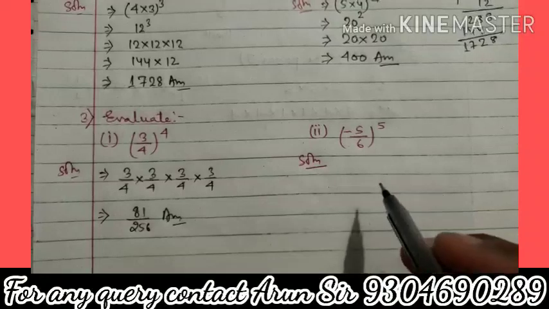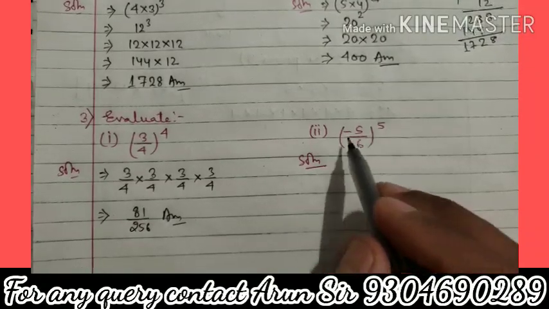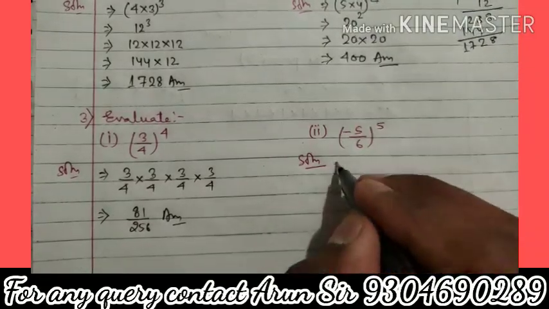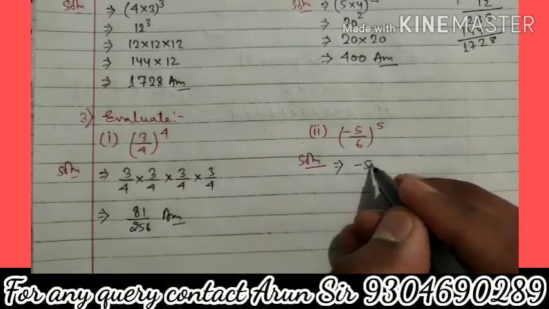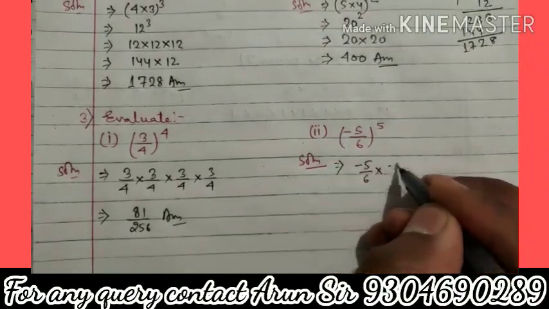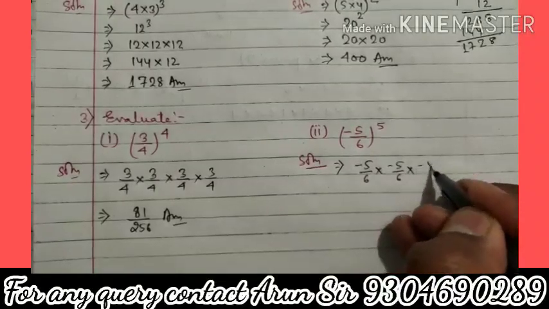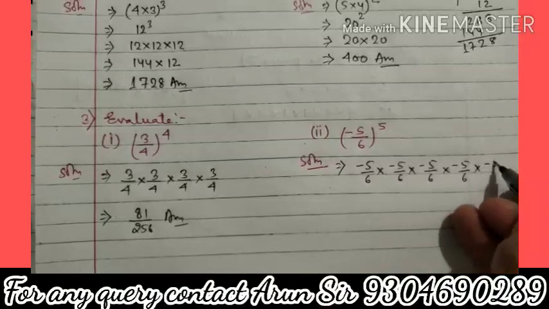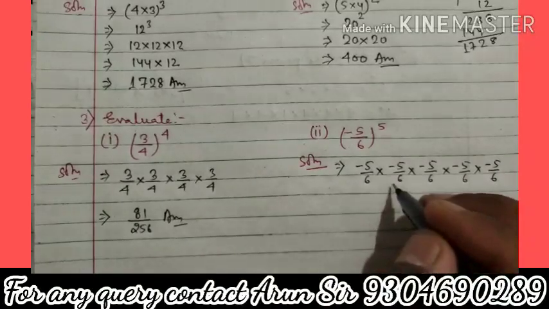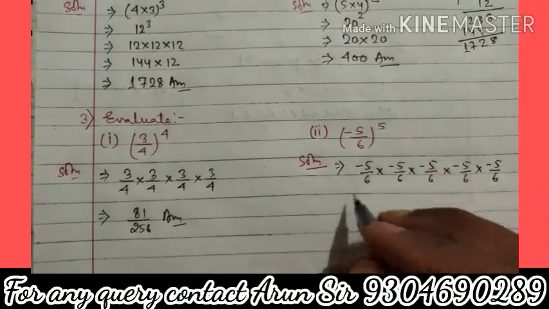One more question we will see, that is question number 2. Here one negative symbol is there. The question is minus 5 by 6 whole to the power 5. How we will write? Minus 5 by 6 into minus 5 by 6 into minus 5 by 6 into minus 5 by 6 into minus 5 by 6. Minus 5 by 6 will be multiplied 5 times.